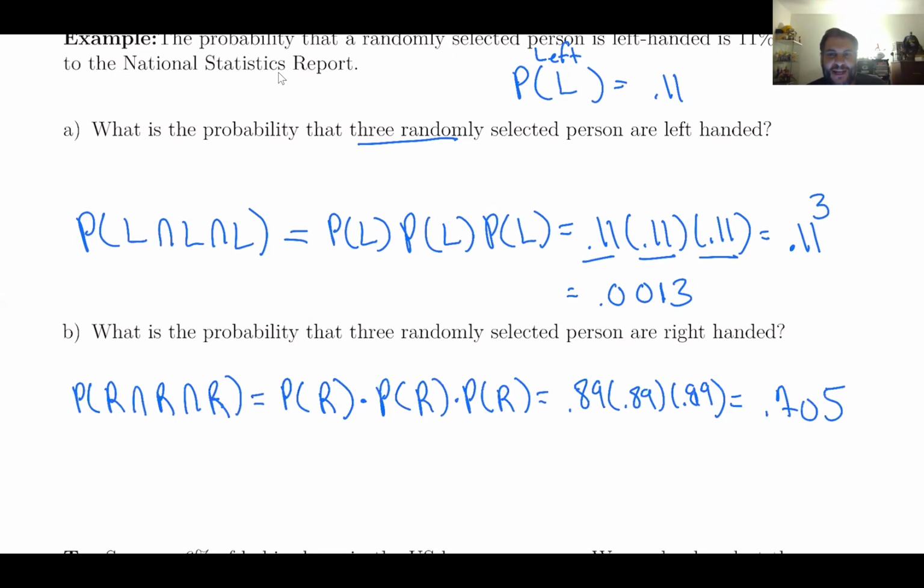Any question in regard to B? All right, so if you compare A to B, B is telling us if we randomly select 3 people, it's more likely all of them are right-handed versus all of them being left-handed. Because if you look at the probability of it being left-handed, it's less than 1%. But the probability of it being right-handed is pretty much 70%. So there's a pretty good chance that if we randomly select 3 people, all 3 of them are right-handed.